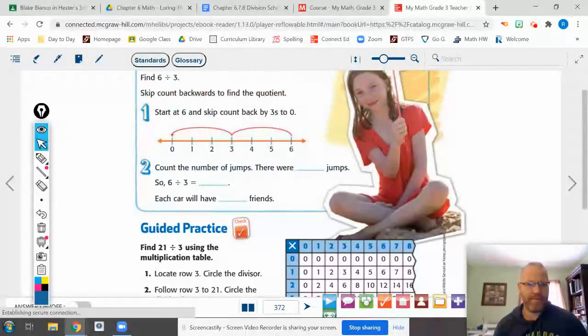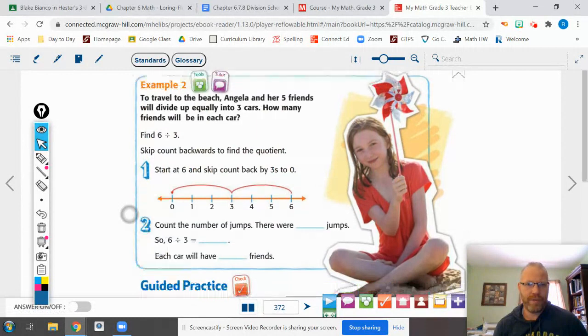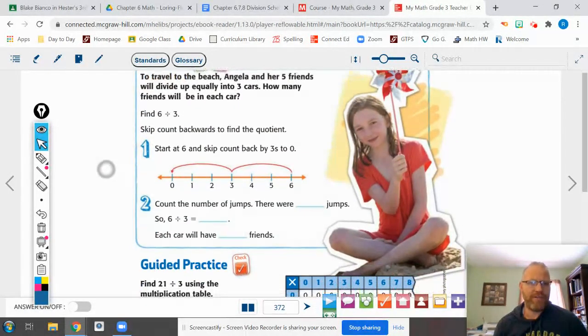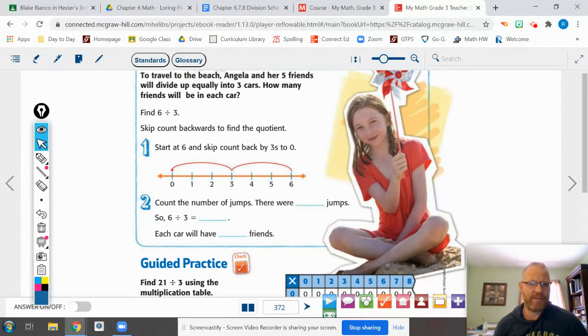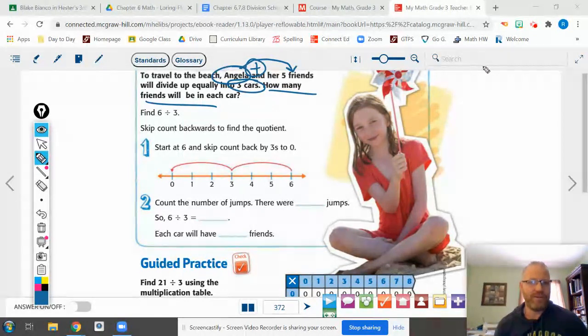Moving on, we have example number 2. Example number 2 says, to travel to the beach, Angela and her 5 friends will divide up equally into 3 cars. How many friends will be in each car? So, Angela and her 5 friends. Now, that key word "and" tells us to add. So it's almost like a 2-step problem. Even though common sense tells you you should put those together already, you should still be thinking 5 plus 1, because Angela and her 5 friends. So there's 6 people.